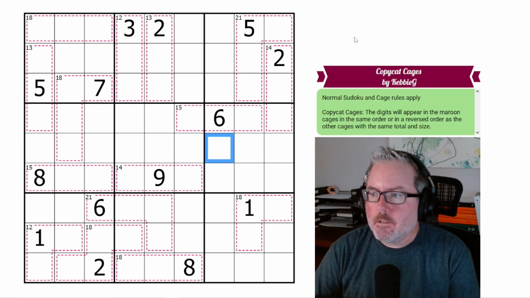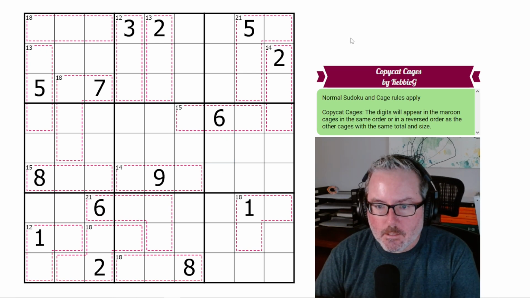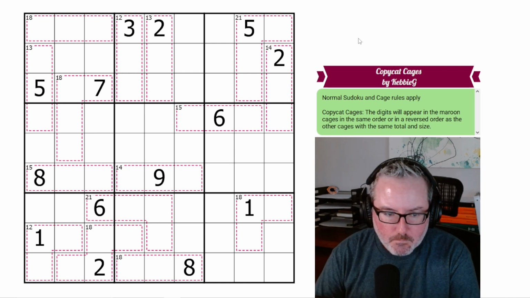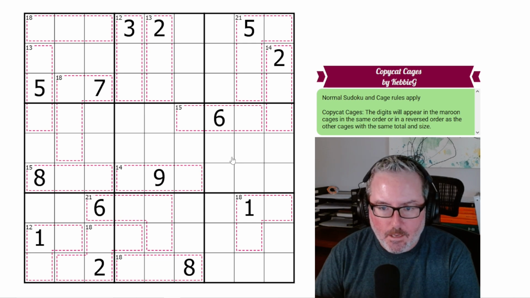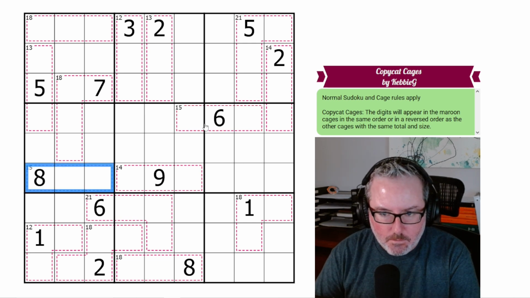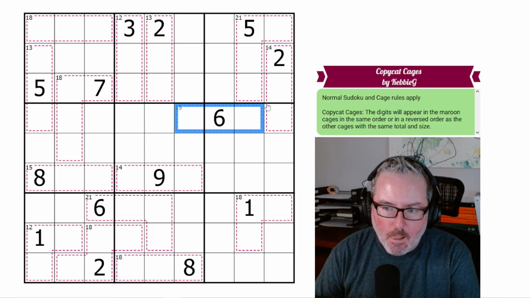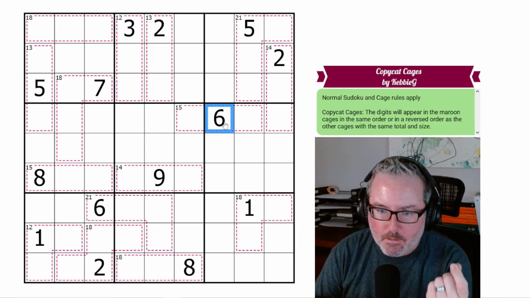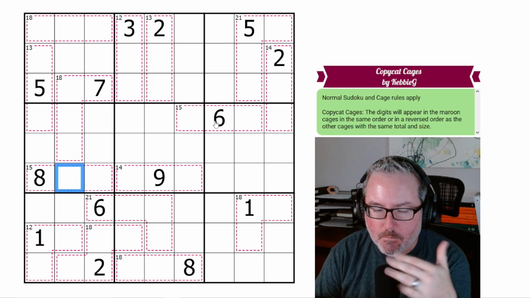So those are the rule sets. They seem fairly simple to get going with, so let's give it a try and see what happens. First thing, I think that 15 was quite a good cage where we could start, and expand upon it instead of just saying, oh, this has to be a 6 right here and then move on.